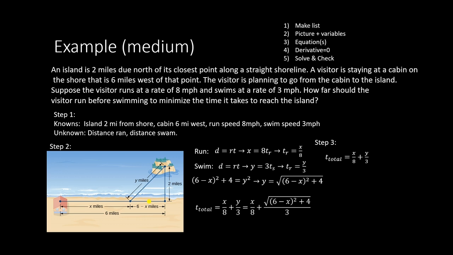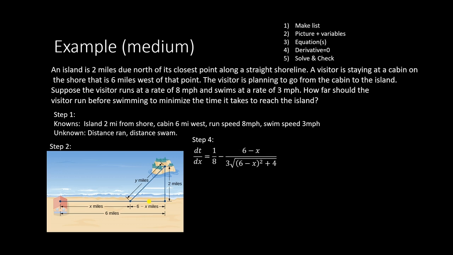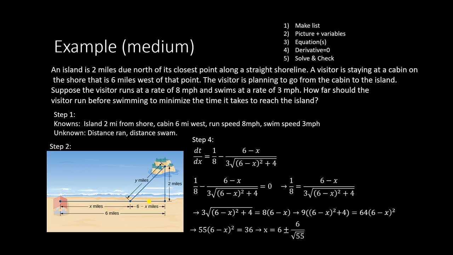To find the minimum time, we'll take the derivative. Doing that, we get this. Now on a new line, we'll set this equal to 0. Now we need to solve this for x, and I've shown you the steps there in case you're interested. Anyways, once you do that, you get two positive solutions for x. So which one do we choose?